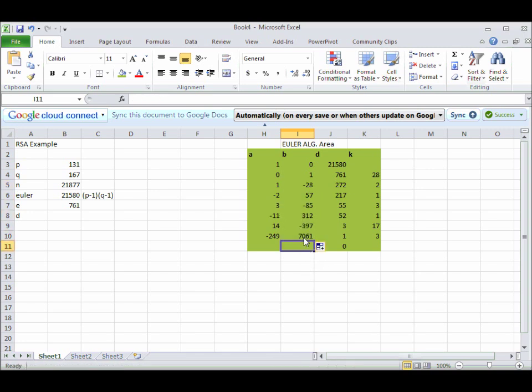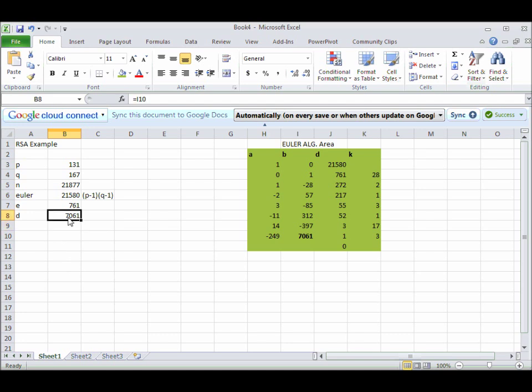Now it turns out that this number right here, once we get down to 1, is D. And you'll have to look up the Euler algorithm to really understand why, but I'll be happy to explain it to anyone, or the whole class if everyone would like to understand how that works. Okay, so now we've got our 2 keys.